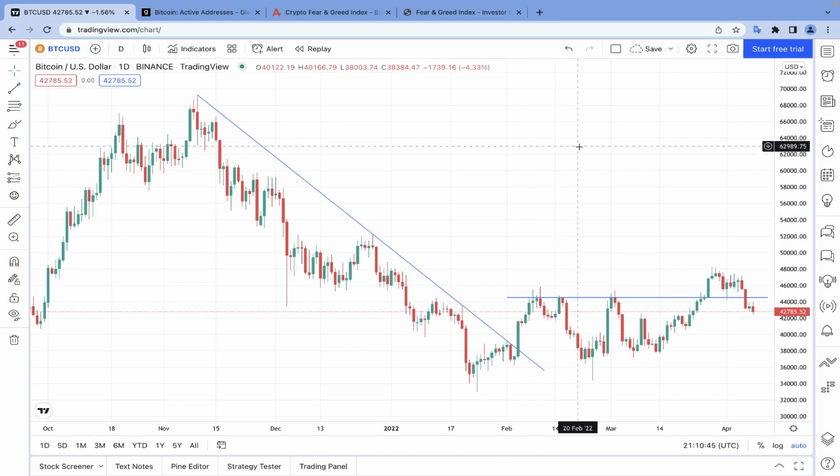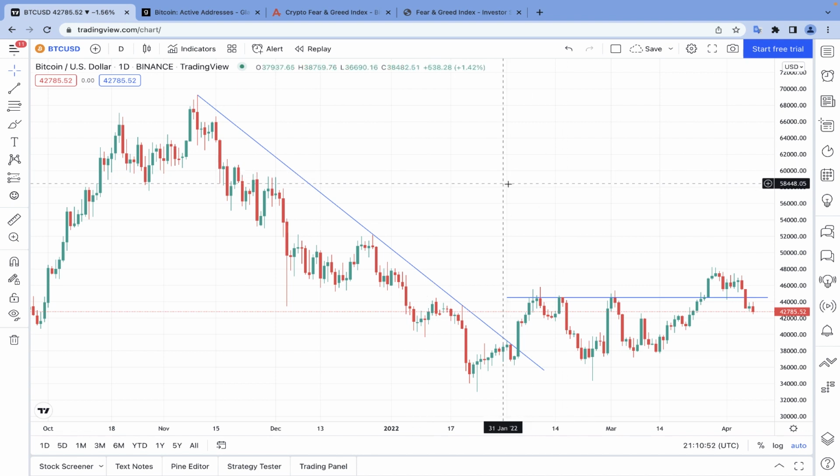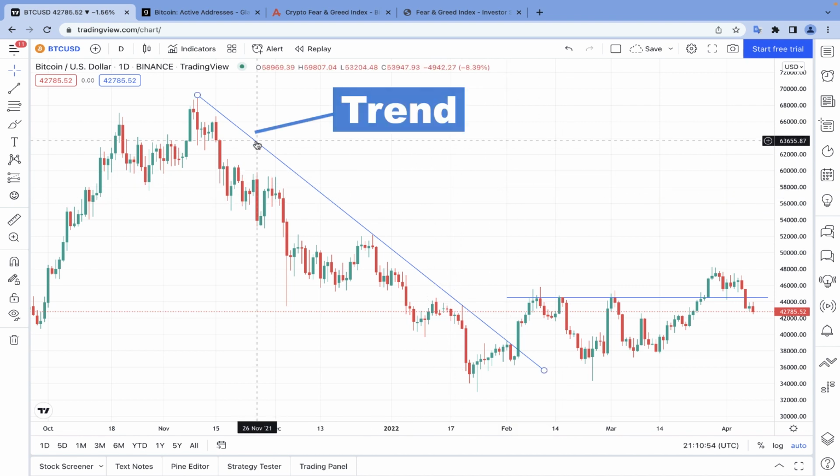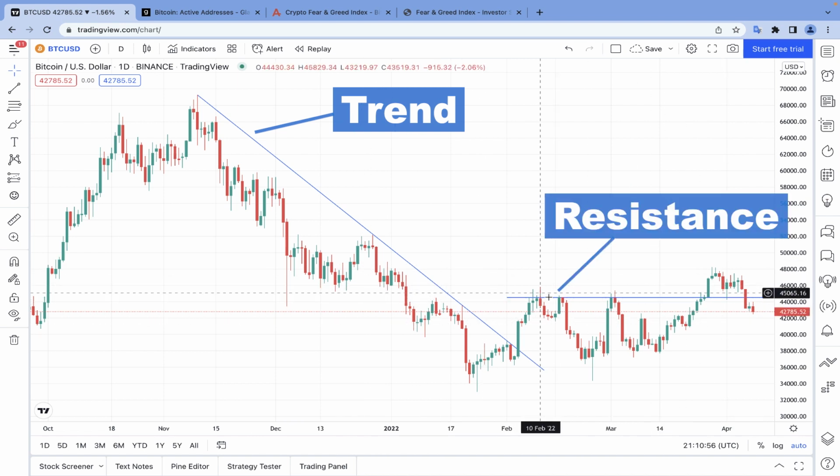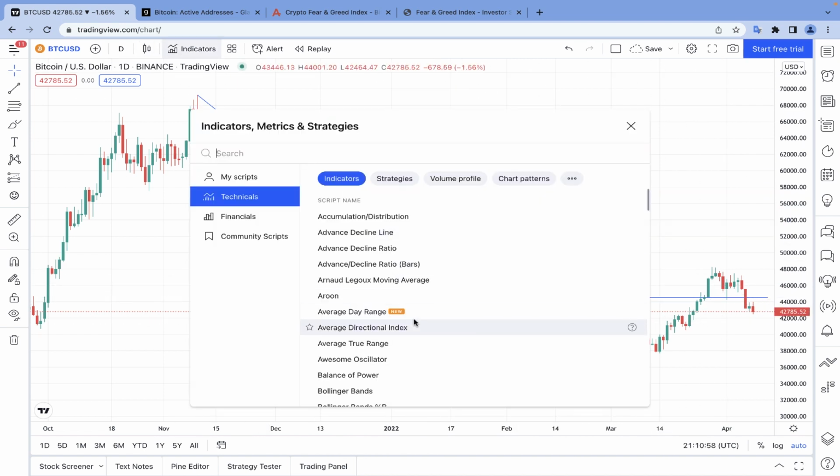Crypto traders and investors use a variety of different tools and methods to analyze the market. For example, with the help of technical analysis, they use many price action concepts like trends or support and resistance levels, or they can use many indicators that are built based on price, volume, volatility, and momentum.